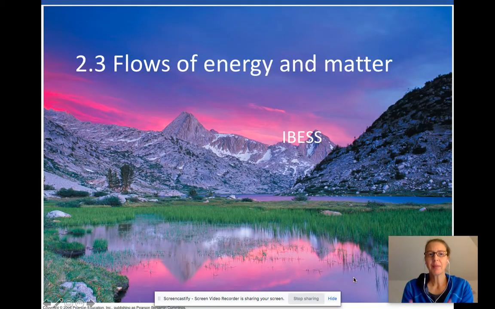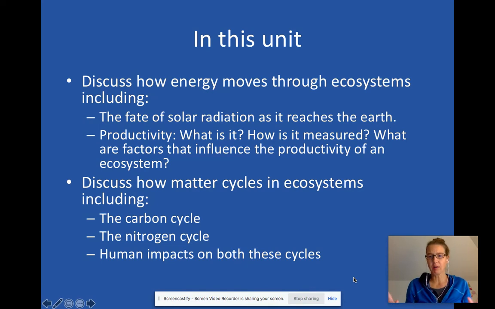All right. In this unit, we're going to be looking at the flows of energy and matter through ecosystems. And here's kind of the overall topics that you're going to need to know by the time we're done with 2.3. You're going to need to look at how energy moves through ecosystems, and that includes the fate of solar radiation, how it reaches the Earth. That's actually what we're going to focus on in this screencast.